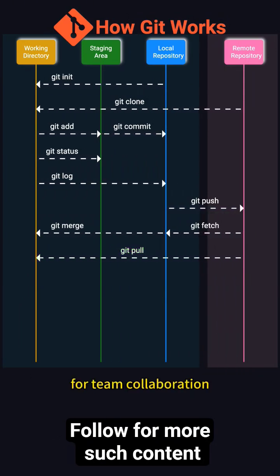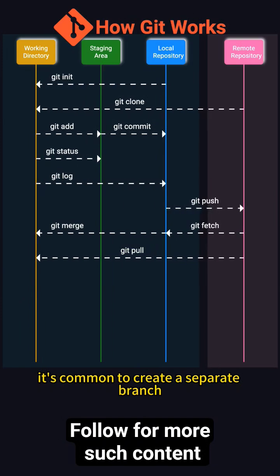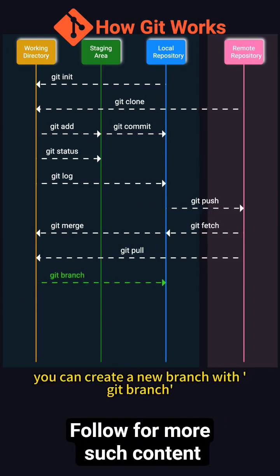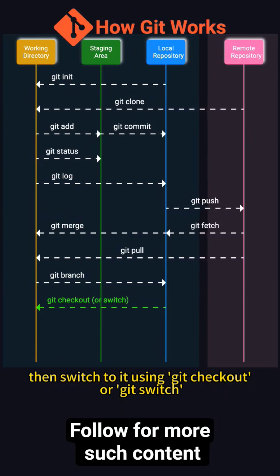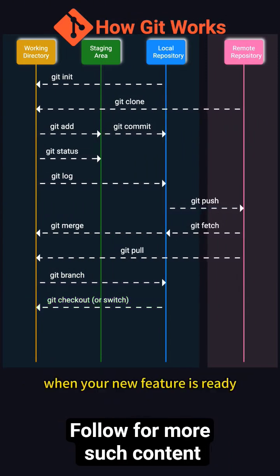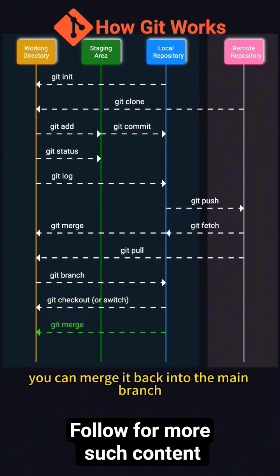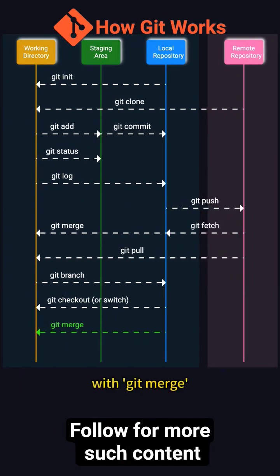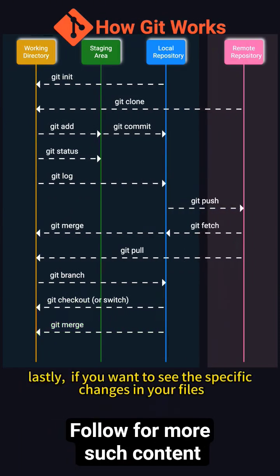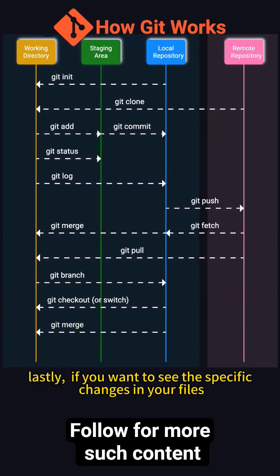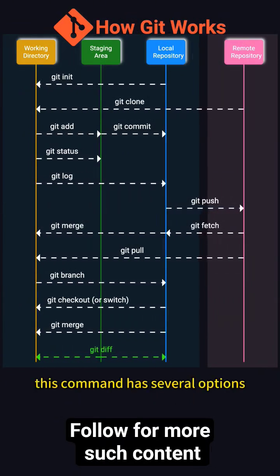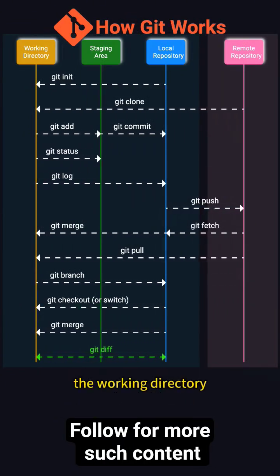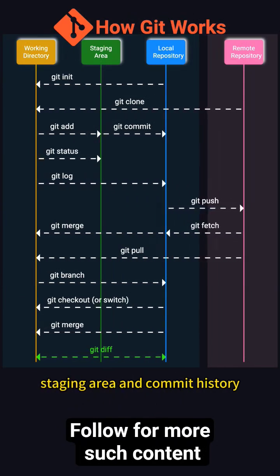For team collaboration, it's common to create a separate branch for new features. You can create a new branch with git branch, then switch to it using git checkout or git switch. When your new feature is ready, you can merge it back into the main branch with git merge. Lastly, if you want to see the specific changes in your files, you can use git diff. This command has several options, allowing you to compare differences between the working directory, staging area, and commit history.